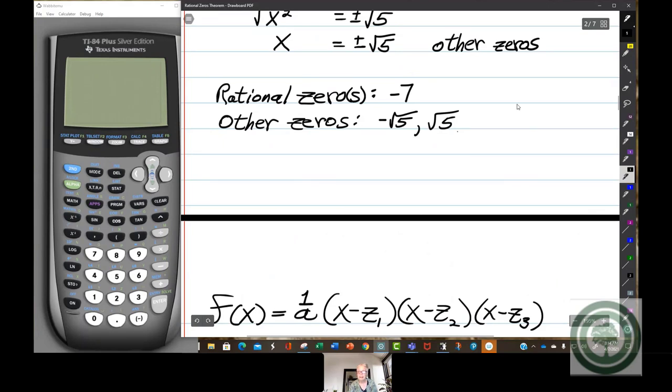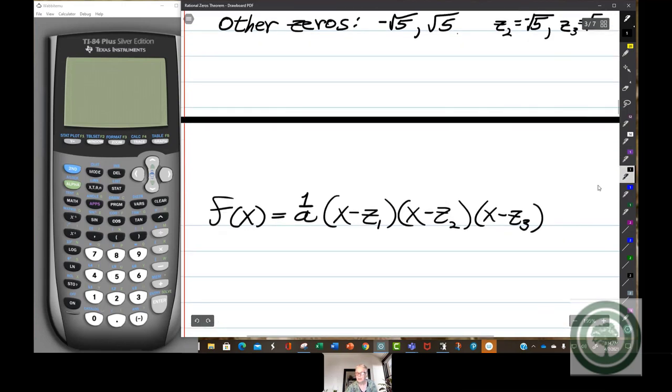So I can let z1 equal -7. Doesn't matter. Z2, you could put them in a different order if you wanted to. Z2 is negative the square root of 5 and z3 is positive the square root of 5.